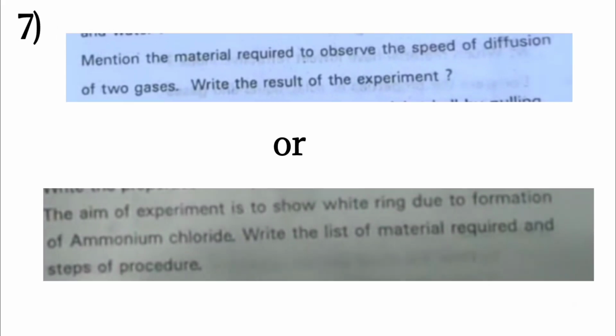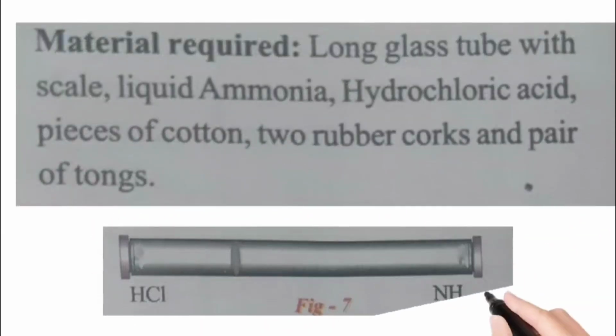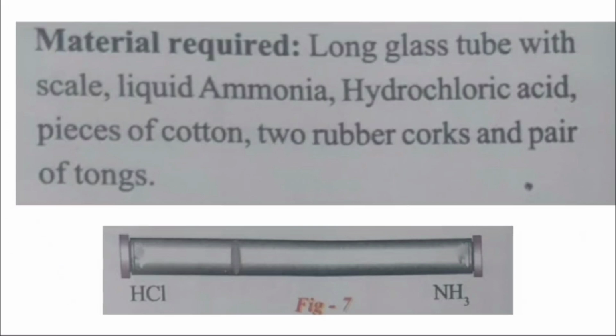Now, materials required, what are those? A long glass tube we have to take. See here, you can see this in the diagram. With a scale you have to take, liquid ammonia, hydrochloric acid, pieces of cotton, 2 rubber corks and a pair of tongs. These are the materials which you have to take. You can see in the diagram, in between the white ring is formed.